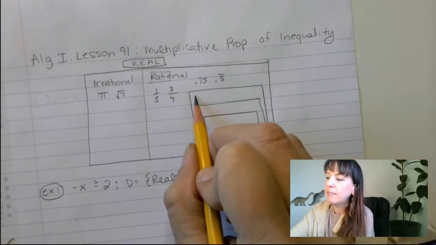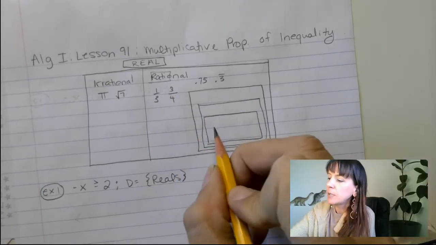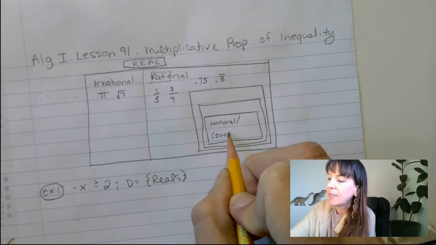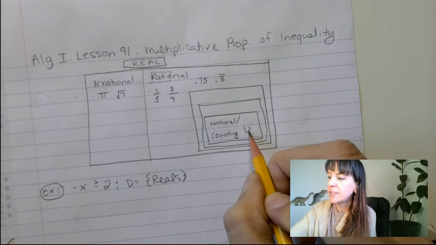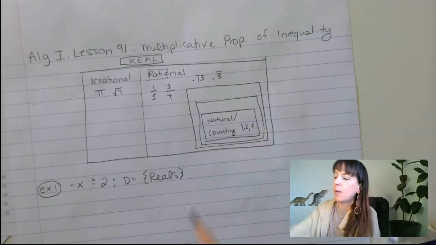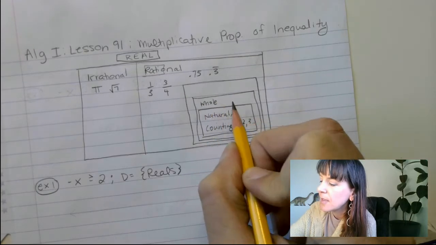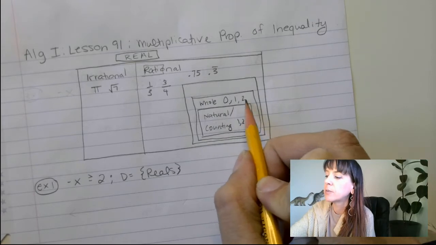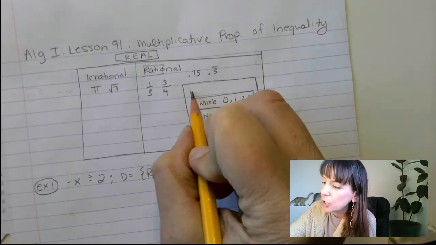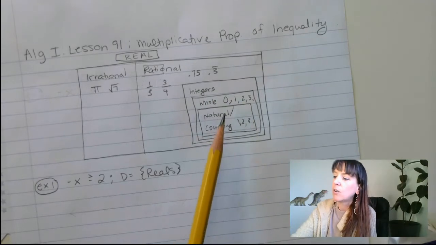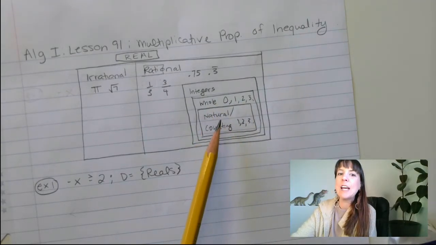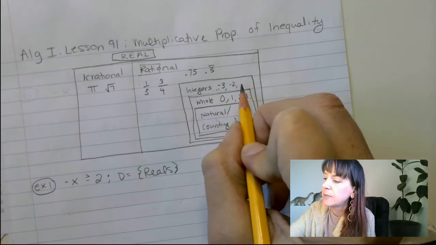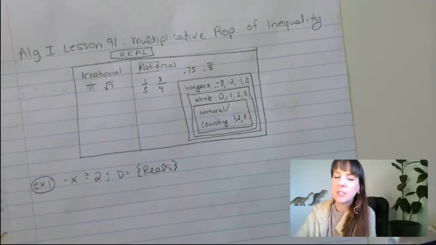Inside of our rational numbers, let's work our way out. The first thing we have are natural or counting numbers. Those are things we use to count: 1, 2, 3, and so on. Whole numbers are all these natural numbers plus 0, so 0, 1, 2, 3, and so on. Integers are natural counting numbers, whole numbers, and the opposites of these naturals. So it's -3, -2, -1, 0, and so on and so forth.